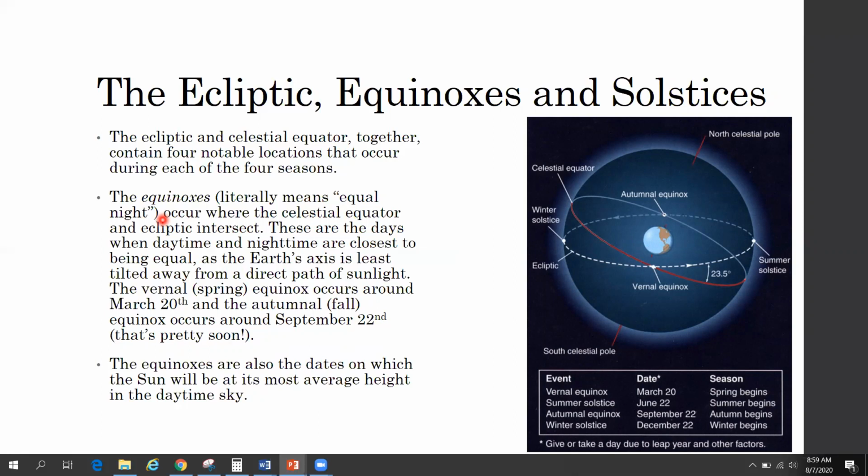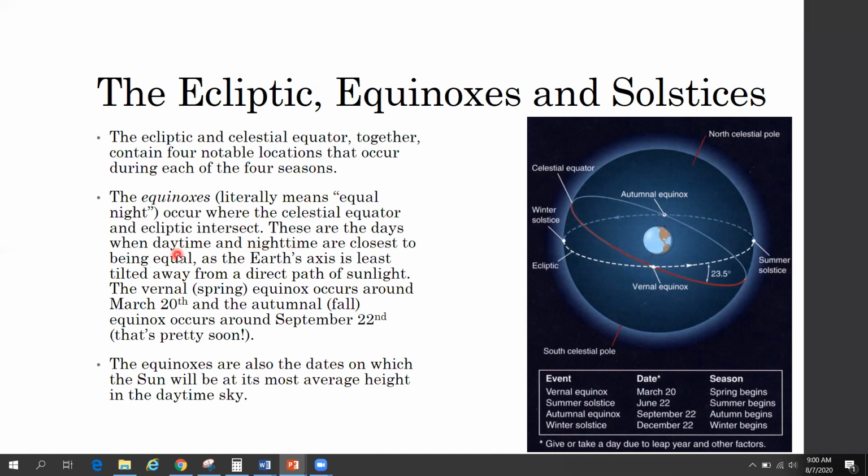But the equinoxes, and there are two of these per year, occur where the celestial equator and the ecliptic intersect. If you look at this diagram, you can see these 2 points. Here's the autumnal equinox, where the 2 intersect, and here's the vernal equinox, where the 2 intersect on the opposite side of Earth's orbit around the sun.